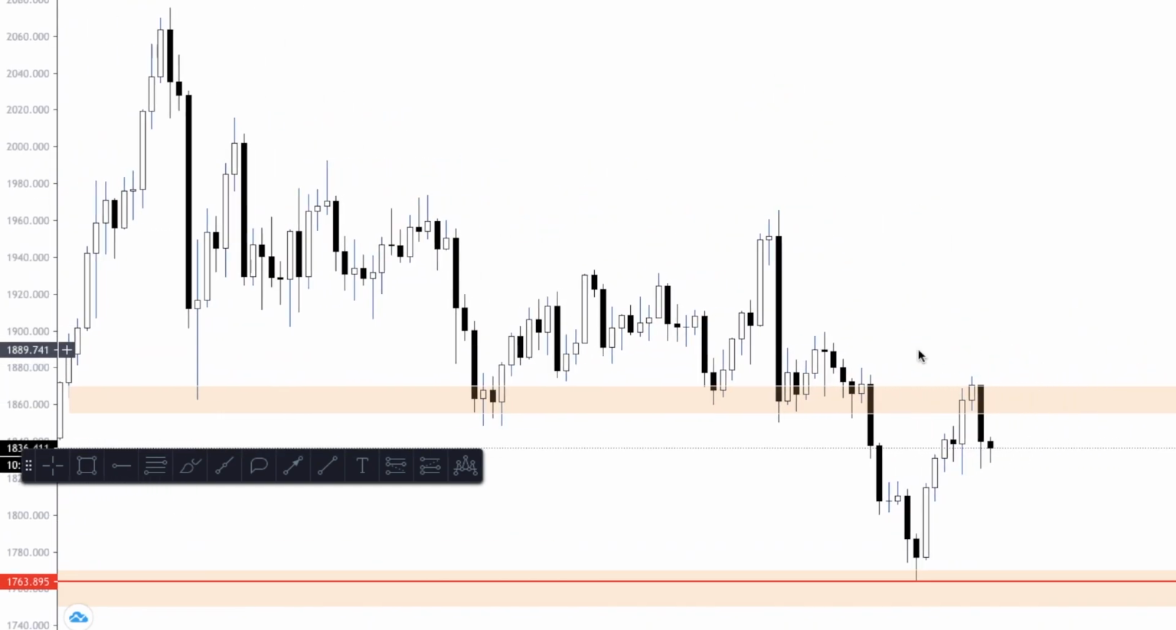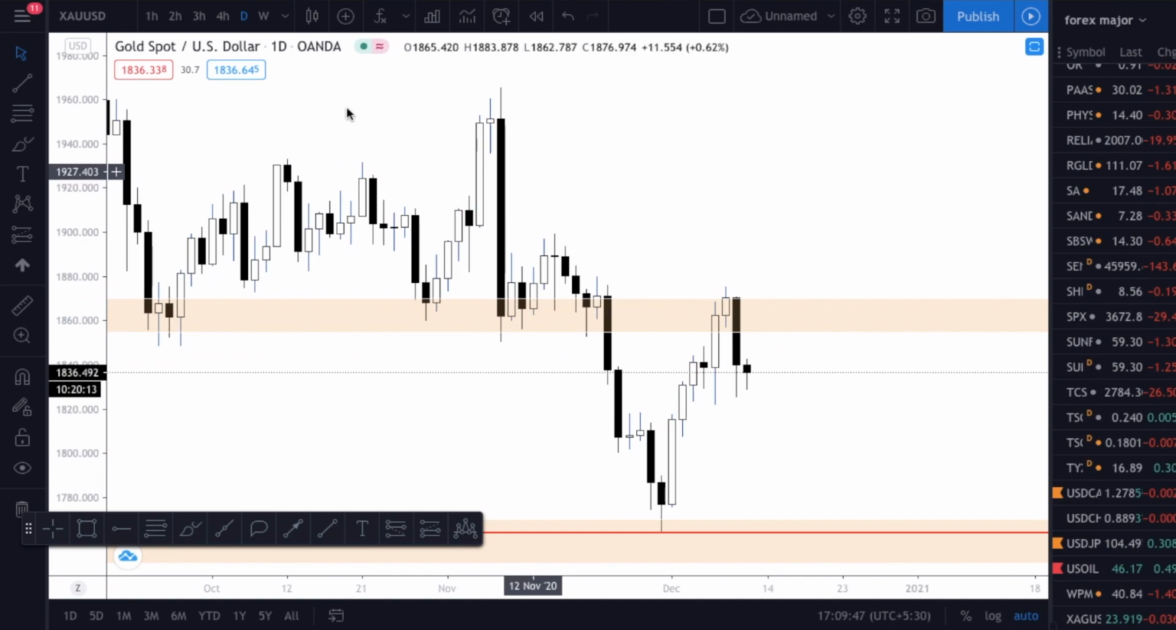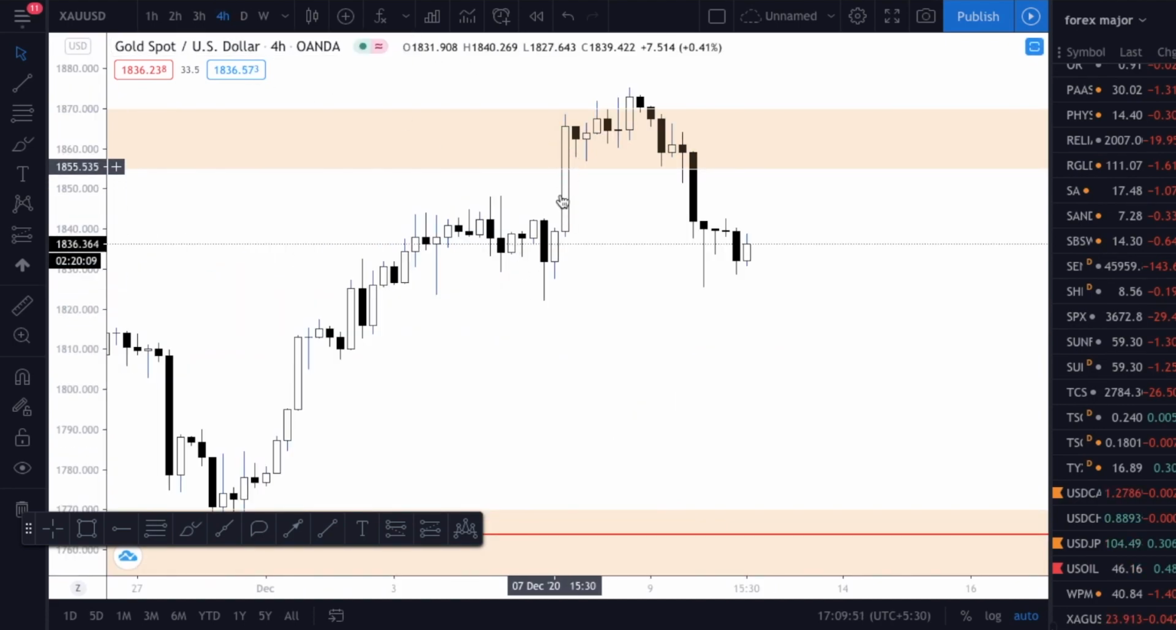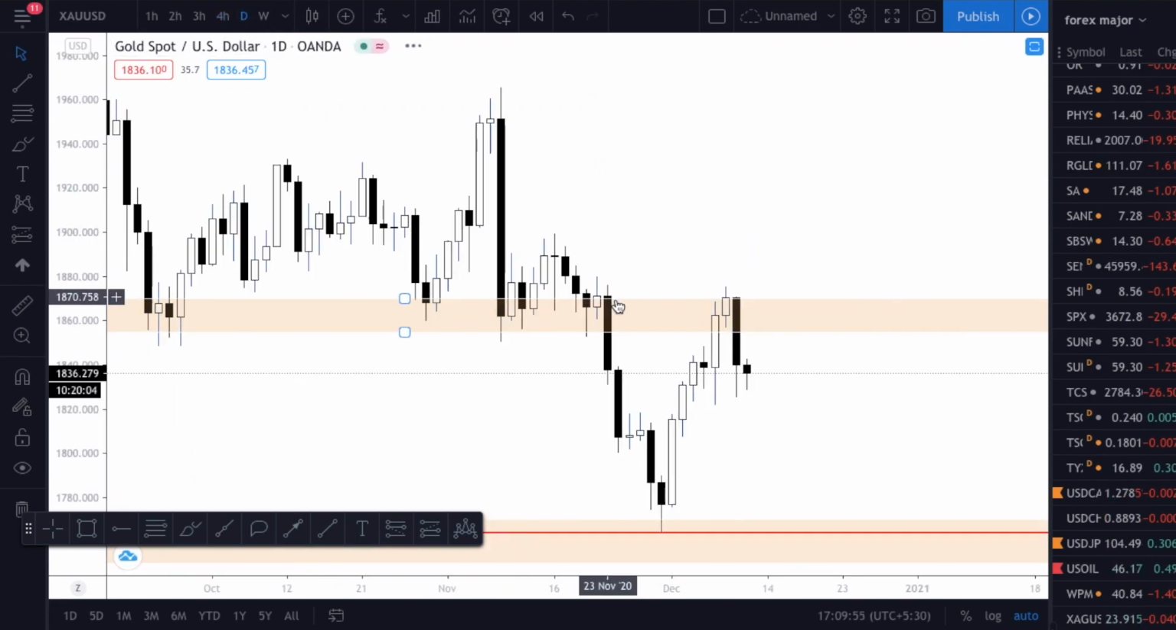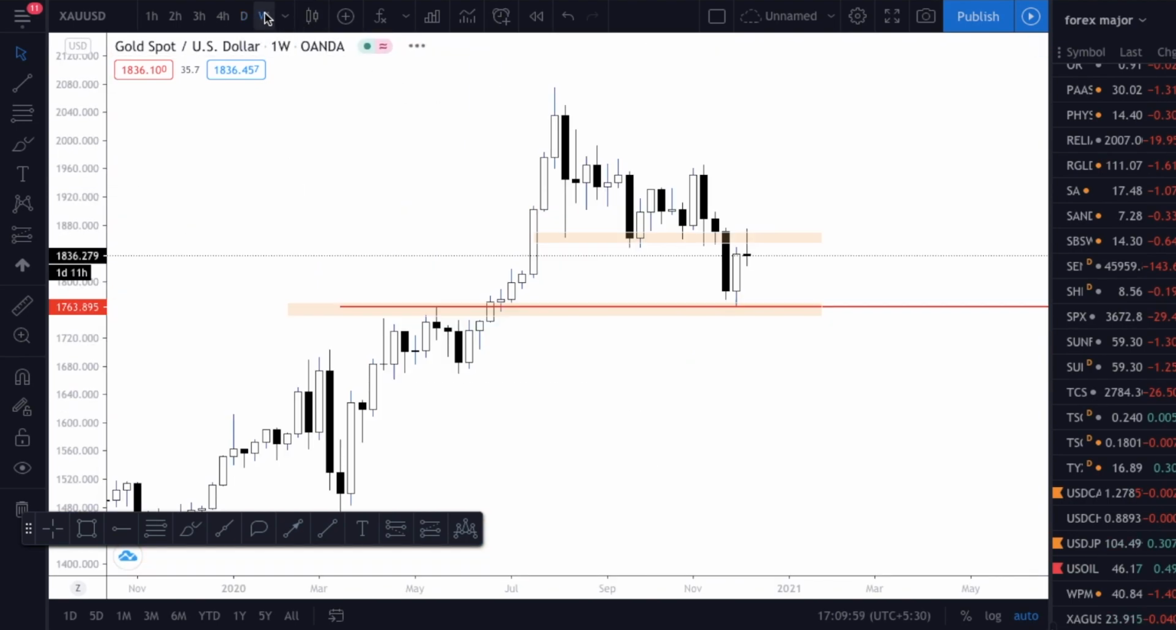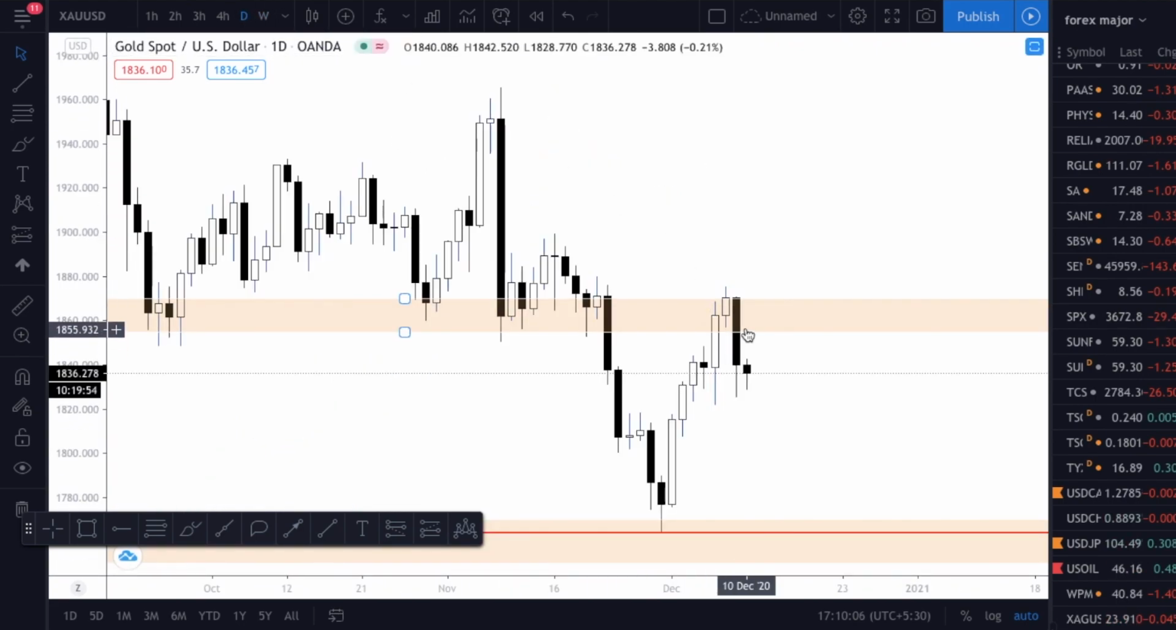Now, as there are different time frames, a candle on the 4-hour chart will take 4 hours to complete and a candle on the daily chart will take around 1 day to complete. Like if we move to the weekly chart here, one candle will take 1 week to complete, and if we move to the daily chart here, one candle will take 1 day to complete.